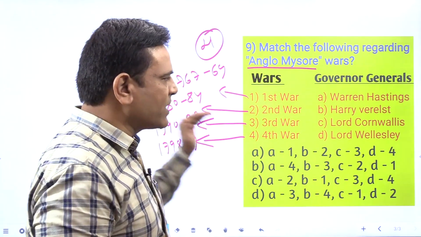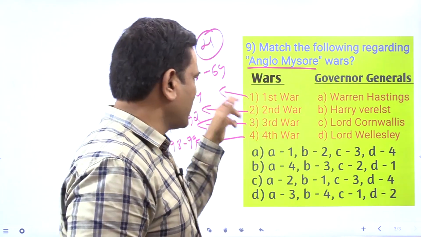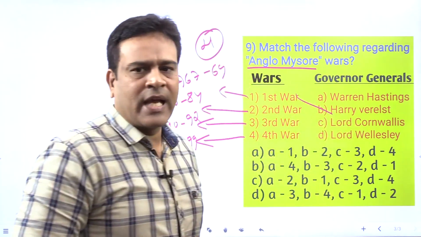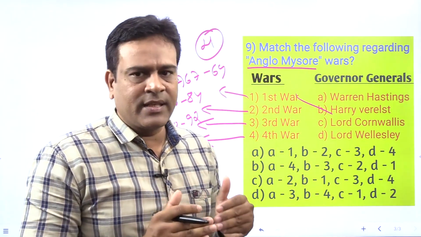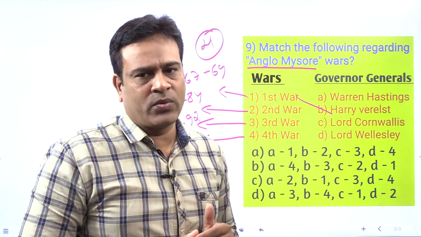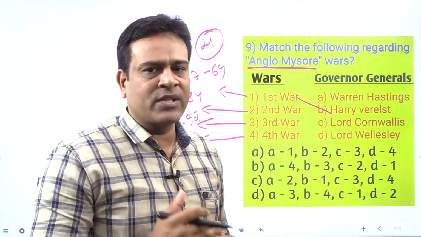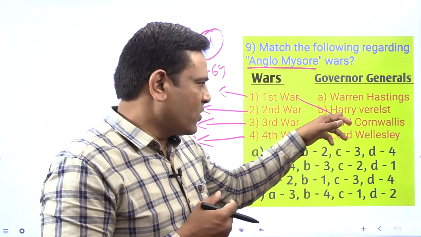So in this period, who was the Governor General? That is the question. For the first war, who was the Governor General? That is Harry Verelst. Actually this Harry Verelst is not Governor General, only Governor. Governor General we should call from 1772. The 1772 Act is there, from the Charter Act. From that onwards we should call them Governor General. So he was only the Governor.